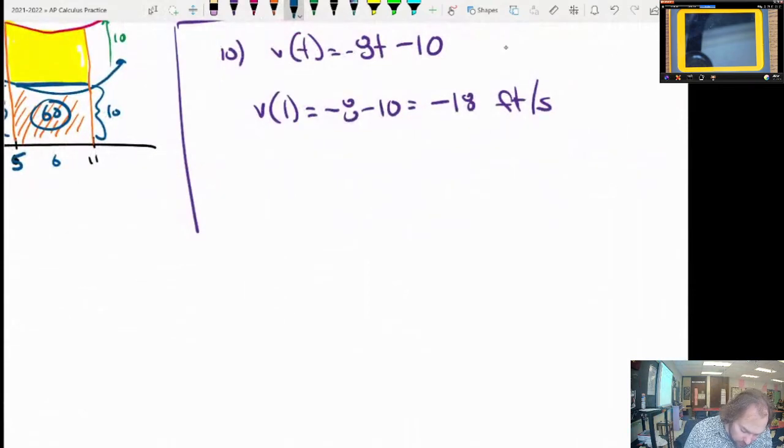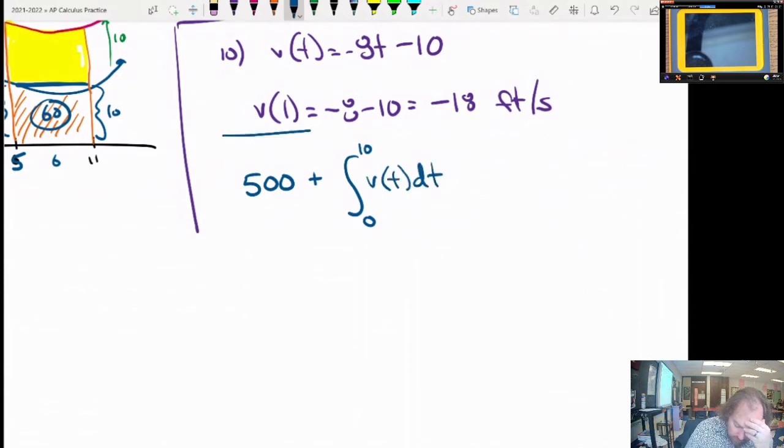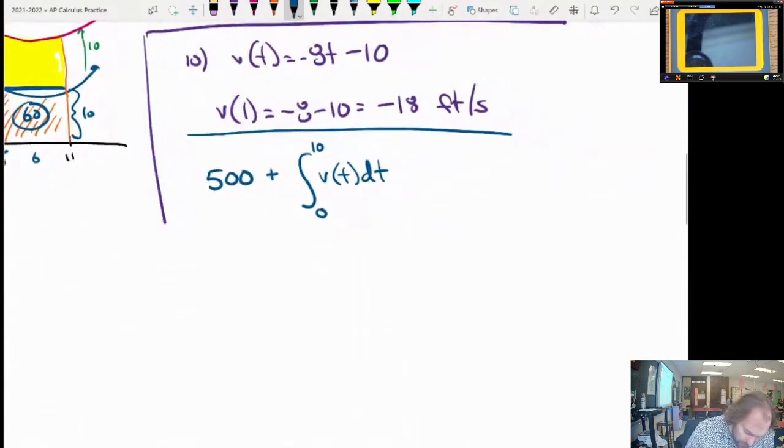You know that the barrel was at 500 feet, but then it's going to drop and start gaining velocity as it drops. So to that, we're going to sum up all the velocities from 0 seconds to 10 seconds of our velocity function, v of t dt. I'm going to draw a line here so I don't get confused. What that means for us is we're going to need to evaluate this integral: negative 8t minus 10 dt.